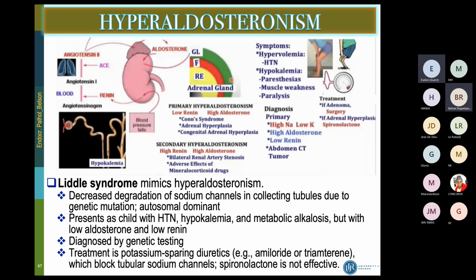The diagram here is showing the issues around aldosterone. So aldosterone, here we have glomerulosa, fasciculata, reticularis layers of the adrenal gland. Then in primary hyperaldosteronism, we have high aldosterone and low renin. In secondary, we have high renin and high aldosterone as we saw.